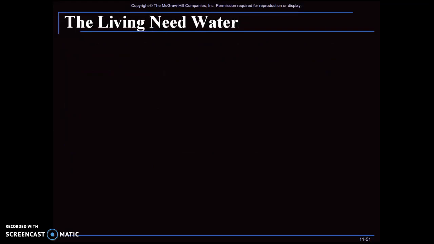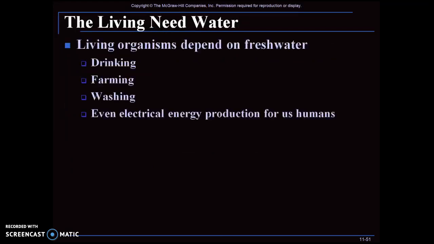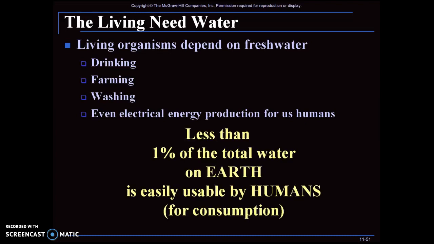The living need of water. Living organisms depend on fresh water for drinking, farming, washing, even electrical energy production for us humans. Less than 1% of the total water on the earth is easily usable by humans for consumption. So you can see that most of the other water we have to purify, or we cannot use it for regular consumption.